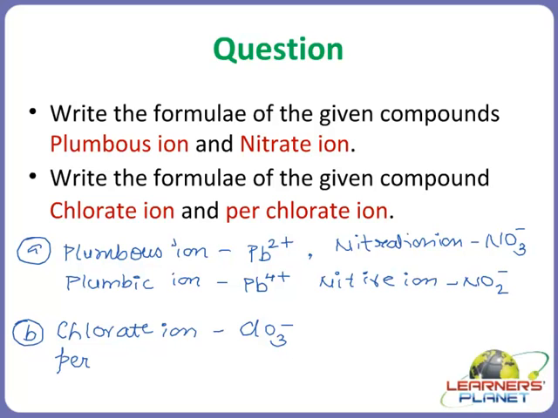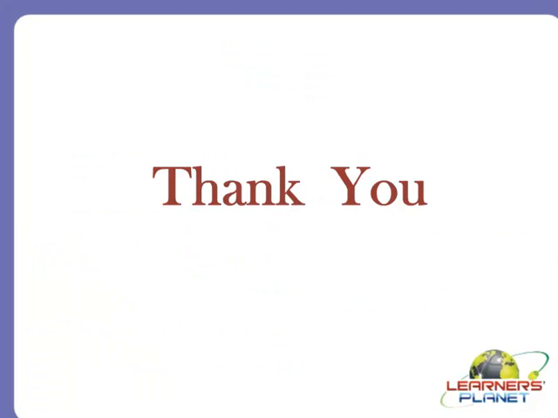Perchlorate ion is ClO4 minus, right? Chlorite ion is ClO2 minus. So you remember these chlorate and perchlorate ions. So this is about the formulae of the ions, right? So I'll conclude this session.